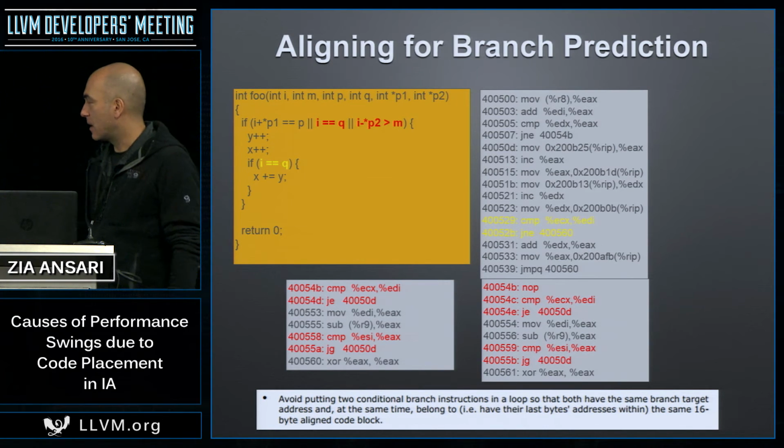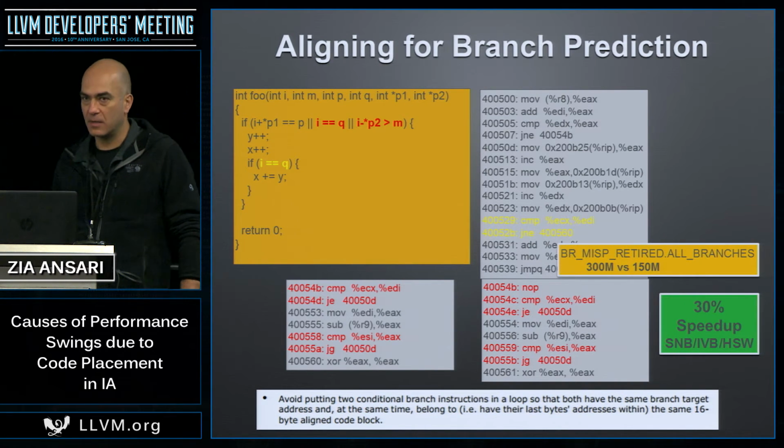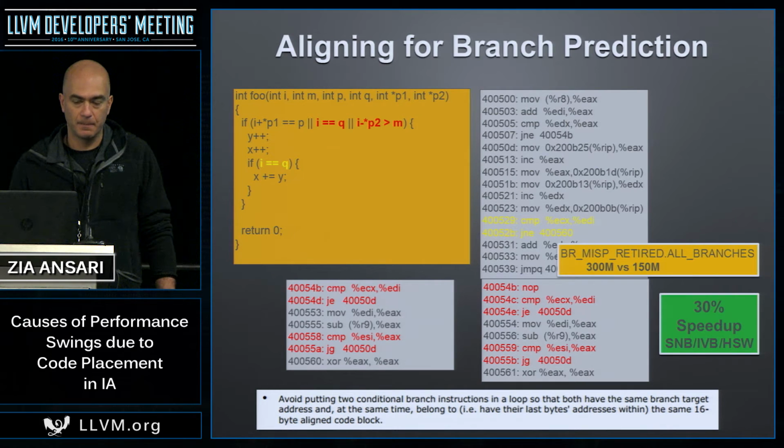Okay. Now, all of a sudden, let's see if our theory works. The branch mispredict counter goes from 300 million to 150 million. And again, 30% speed up on modern hardware. So, kind of fun stuff, maybe.